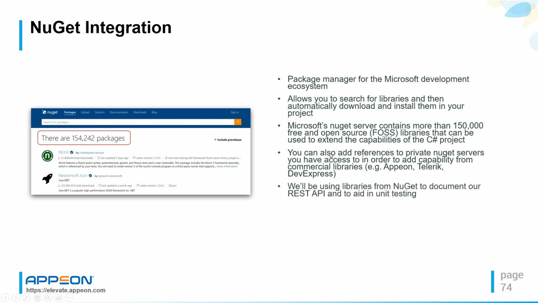There's also private NuGet libraries. So Appeon has one. Some of the commercial vendors such as Telerik and DevExpress, they have private NuGet libraries as well. So if you decide that you're going to buy a product from one of them, they may point you at their NuGet server so that you can download whatever product you purchased.